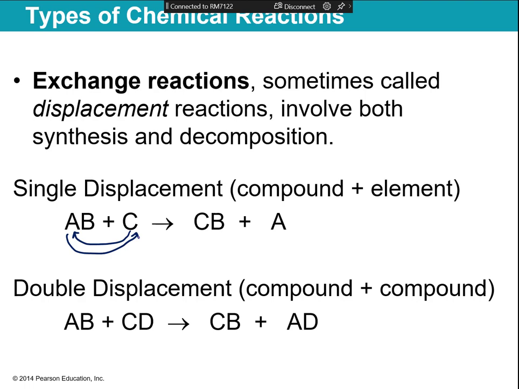But double displacement, this is if you have two compounds and they both swap their partners. So in this one, do you see that A and C are going to swap places and B and D are swapping places? So A joins with D, B joins with C to form new compounds. So a good rule: two compounds making two different compounds, that's a double displacement.